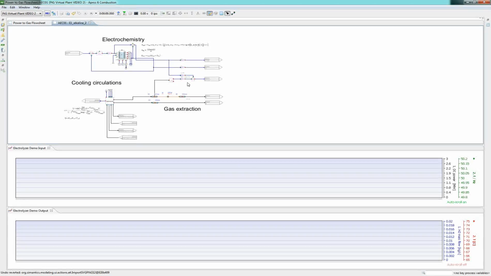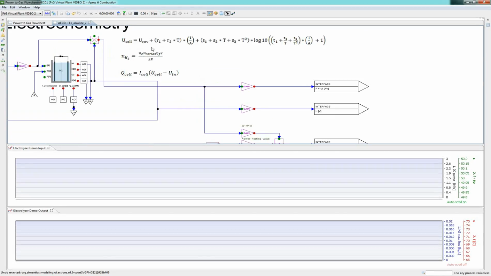The model contains three main parts: the electrochemical part, extraction of gases H2 and O2 shown here on the right, and the cooling circulations. The electrochemistry is modeled with the so-called IV or current voltage curve, which includes a temperature dependence as well. Based on the voltage and current, the molar flows of the gases are calculated and then extracted. Finally, heat release is calculated.